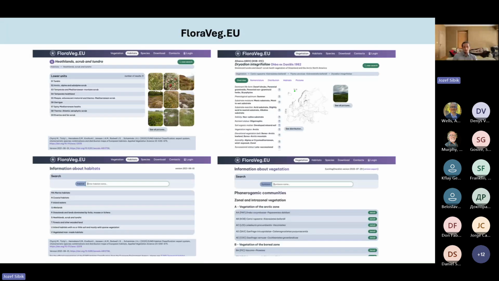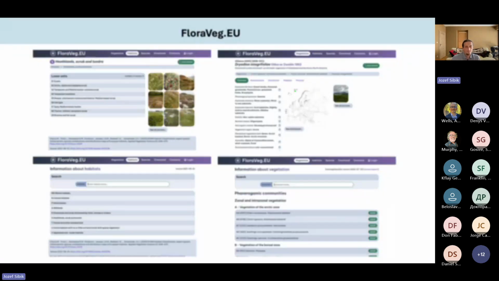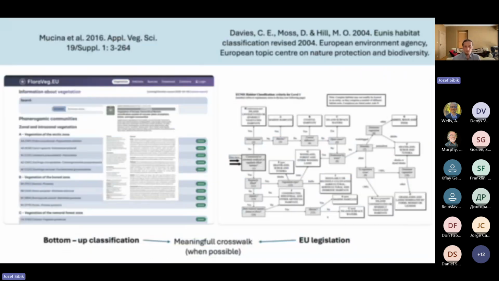So I mentioned that the ideal situation for us is to have something similar to what is in Europe. This amazing FloraVeg web page, which summarizes the knowledge about plant communities and habitats in Europe, is a good example of where we can proceed and how this information can be utilized. So, I started to speak about the Braun-Blanquet approach, but this was a long way.